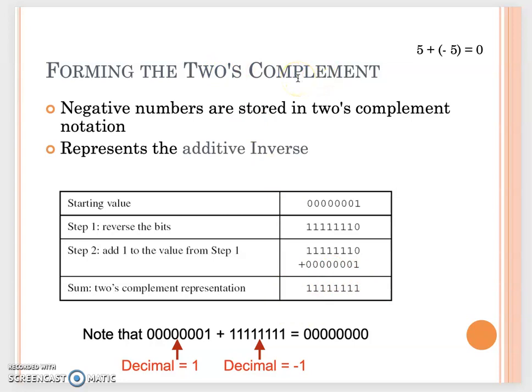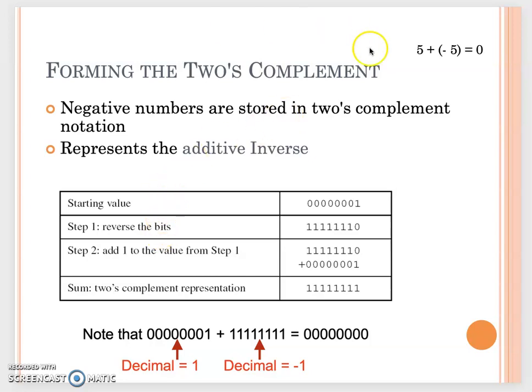The two's complement is how you find, from your original positive number, the equivalent negative value. So you have 2 steps to do that. And of course, at the end we prove to you that the math is correct.